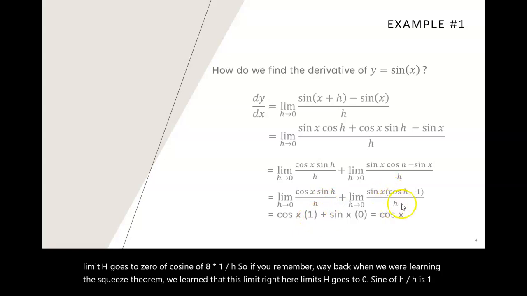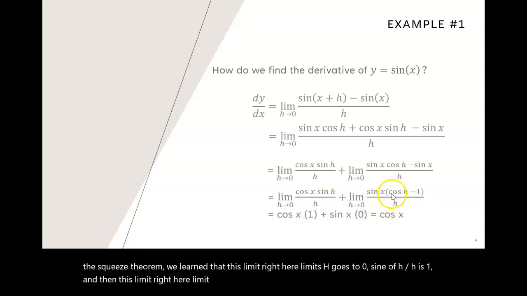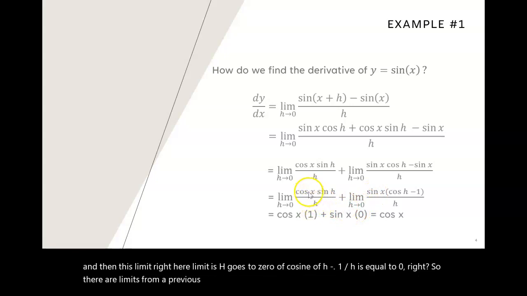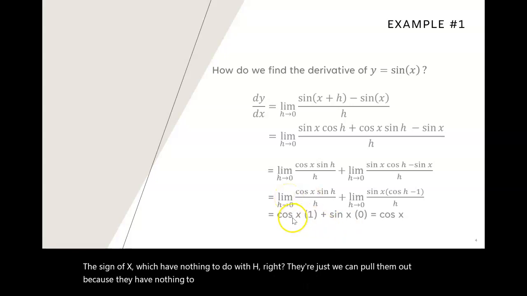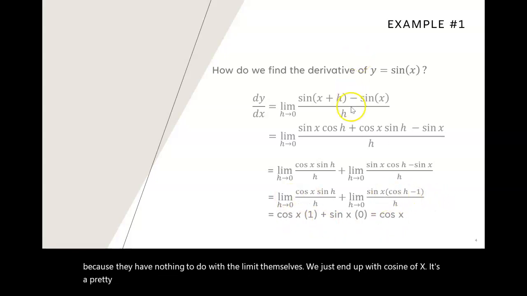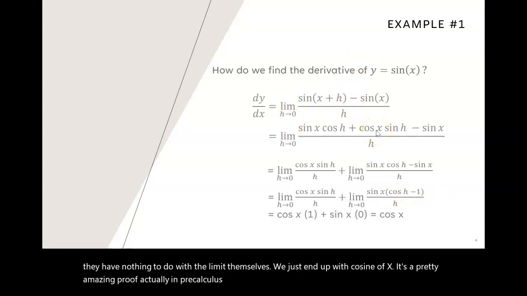And then this limit right here, the limit as h goes to 0 of cosine of h minus 1 over h, is equal to 0. Right, so those are limits from a previous unit. And then when we bring back the cosine of x and the sine of x, which have nothing to do with h, we can pull them out because they have nothing to do with the limit themselves, and we just end up with cosine of x. It's a pretty amazing proof, actually, and pre-calculus certainly plays a role in it.